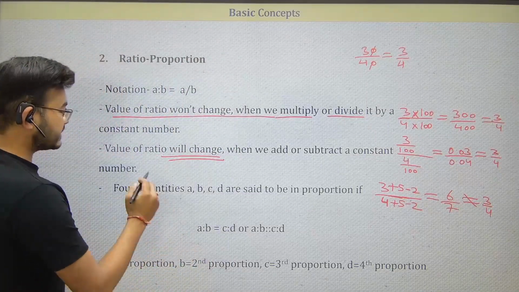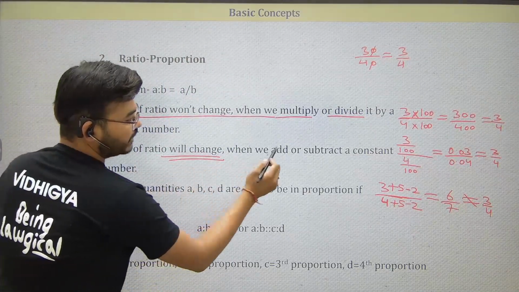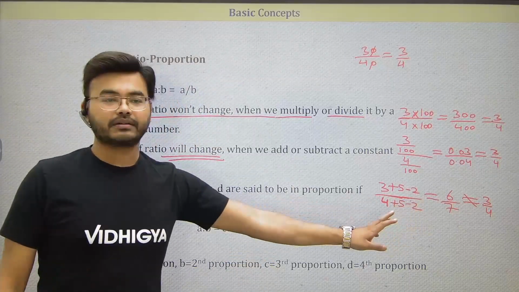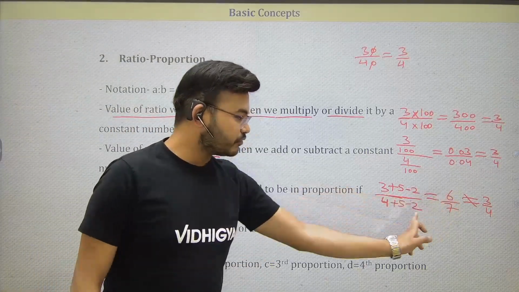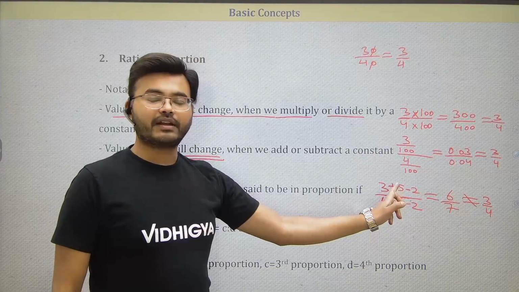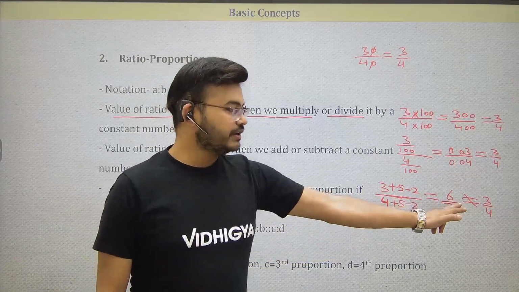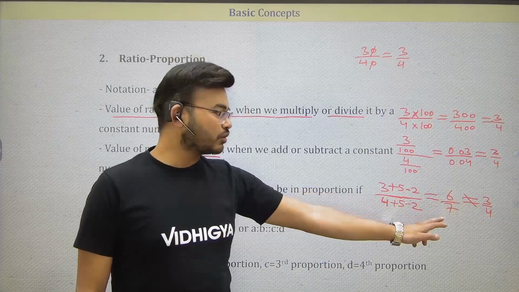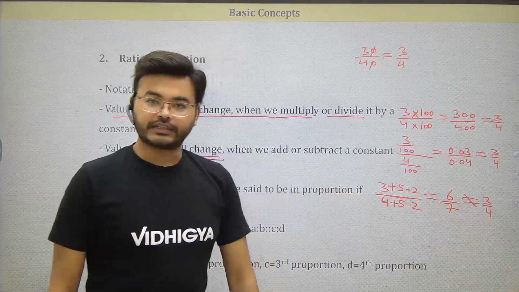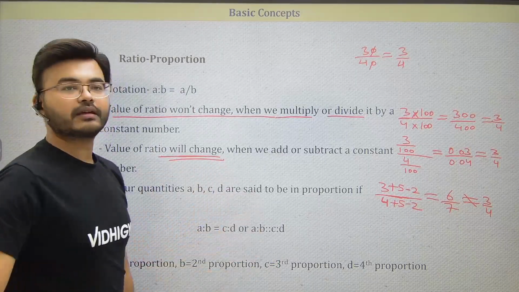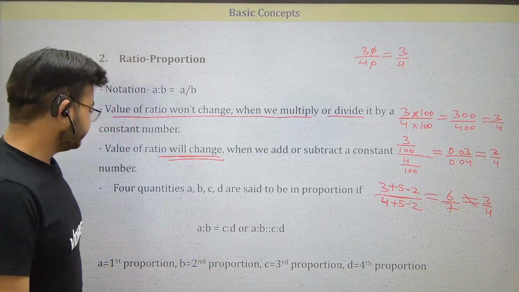Hence, we can say that the ratio will change when we add or subtract a constant number, as it just happened. Our original ratio was 3/4, but when we added 5 and subtracted 2 from this particular ratio, we obtained a new ratio of 6/7, which was not equal to our original ratio and which is in compliance with our original statement as well. Okay.